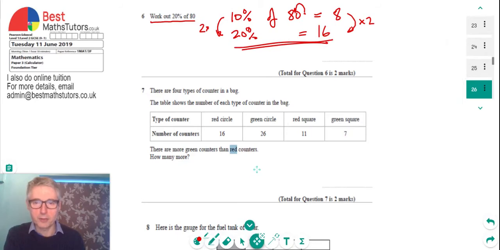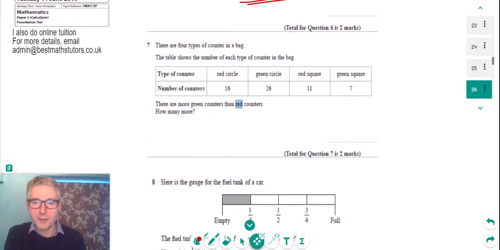So now looking at question 7, what we've got is there's 4 types of counter in a bag. The table is showing the number of each type of counter in the bag. So we can see here we've got red circles, we've got 16 of. Green circles, we've got 26 of. Red squares, we've got 11 of. Green squares, we've got 7 of.